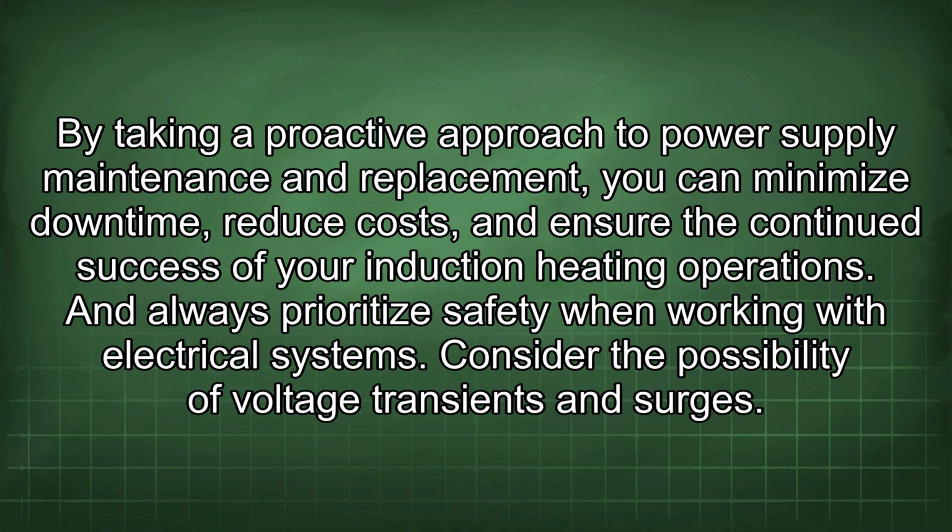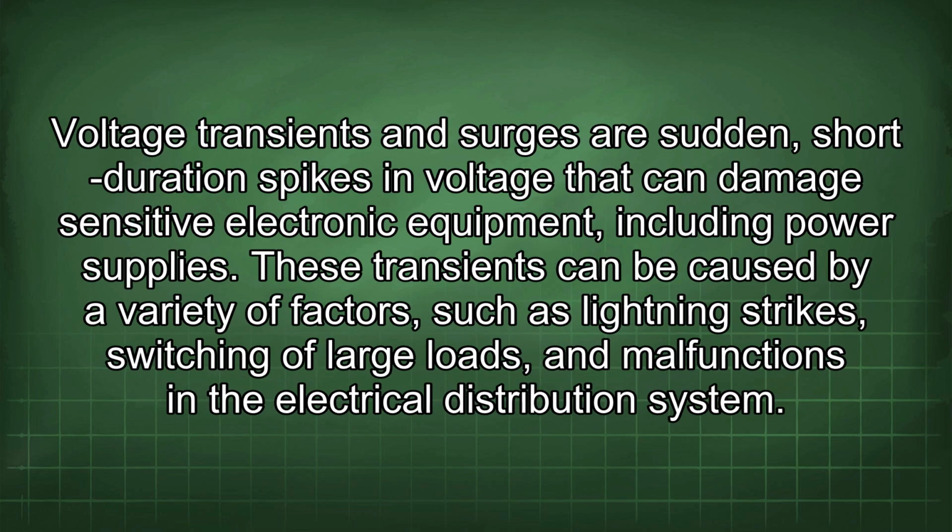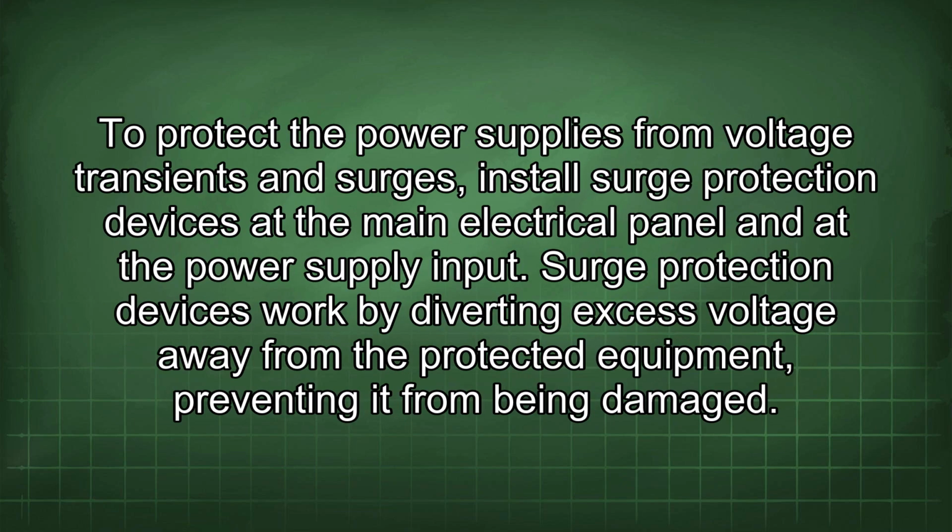Consider the possibility of voltage transients and surges. Voltage transients and surges are sudden, short-duration spikes in voltage that can damage sensitive electronic equipment, including power supplies. These transients can be caused by a variety of factors, such as lightning strikes, switching of large loads, and malfunctions in the electrical distribution system. To protect the power supplies from voltage transients and surges, install surge protection devices at the main electrical panel and at the power supply input.